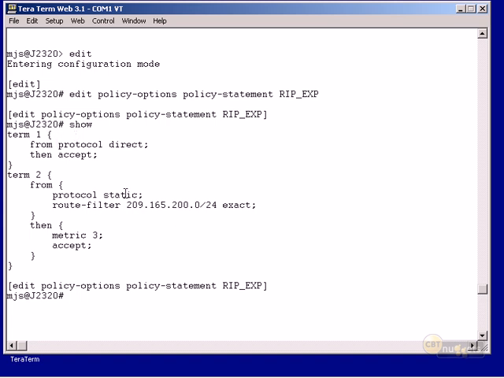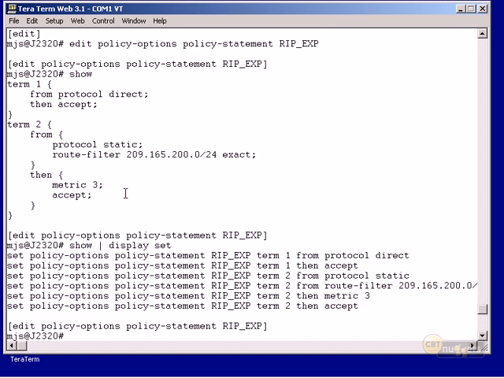And so this, by the way, is just an elegant, beautiful thing. We really get to see what we've done. And we've already seen the results of this policy over on the 2350. Awesome. So check this out. I want to show, and I'm going to pipe this to the display, and I'm going to display my set commands. So what we're seeing now is, in this same context of my RIP_EXP policy, we can see the commands that I configured right there. There they are. Set policy options, policy statement, and there's my RIP_X, there's my terms, there's my froms and my thens, there's the route filter.